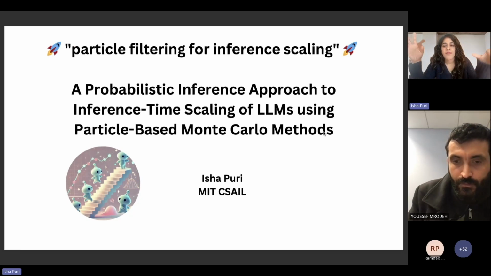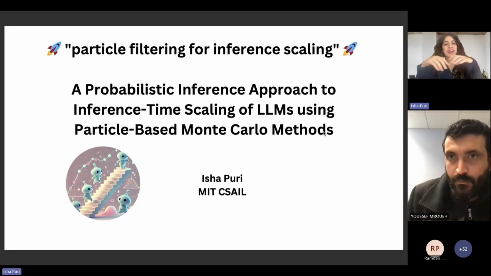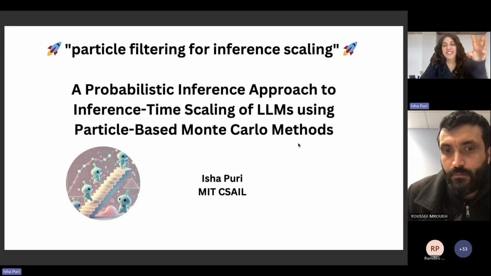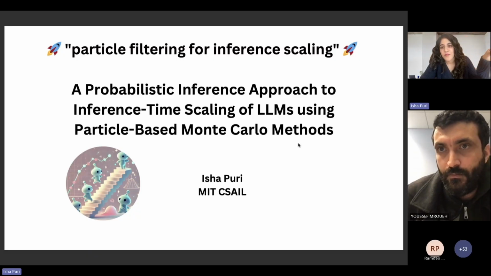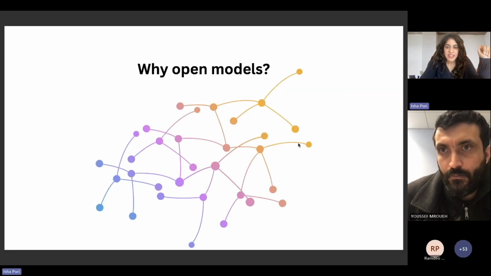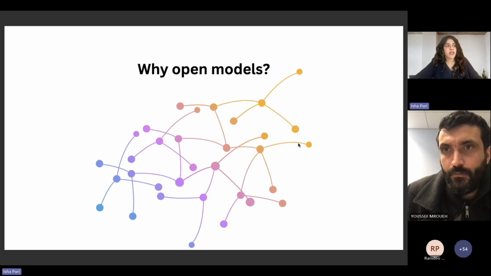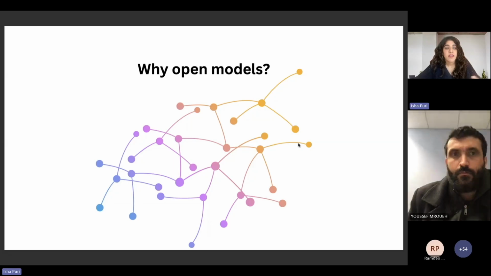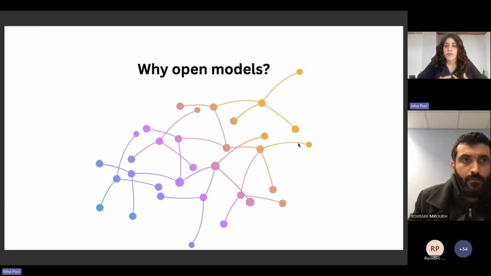So the more mathematically intense title of this talk is a probabilistic inference approach to inference time scaling of large language models using particle-based Monte Carlo methods. But the summary is a particle filtering method for inference scaling. So the first thing I want to talk about before we dive into the meat of the actual method itself is why there's this emphasis on open models and why people should really care about harnessing their abilities.